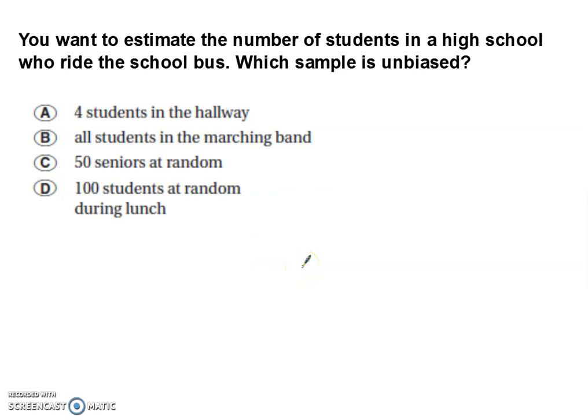Here we go. It says, you want to estimate the number of students in a high school who ride the school bus. And we want to choose a really good sampling of people in the high school. We don't want to choose a sample which might skew our results in any way. So we want to make sure that our sample is big enough, random enough, and a good representation of everybody in the high school, not just a group.